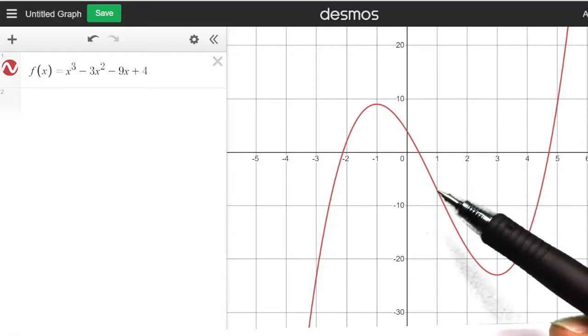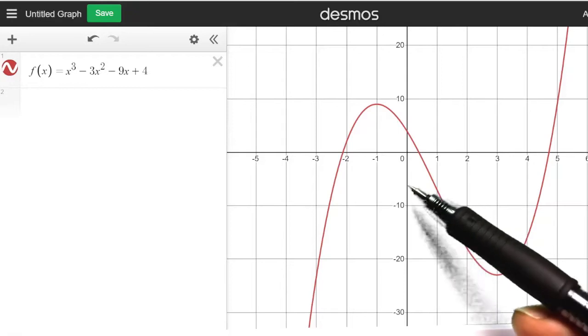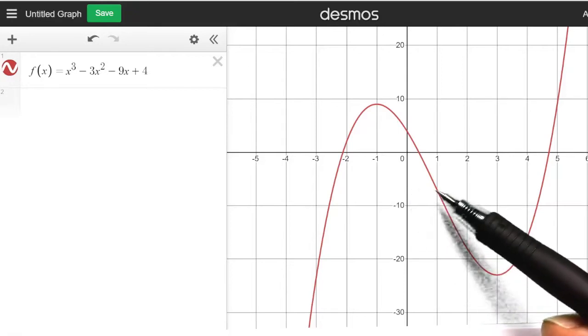And the place where it changed concavity was this point right here, the point 1 comma negative 7. We'd be negative 7 on the y-axis here. So that is the inflection point right there.